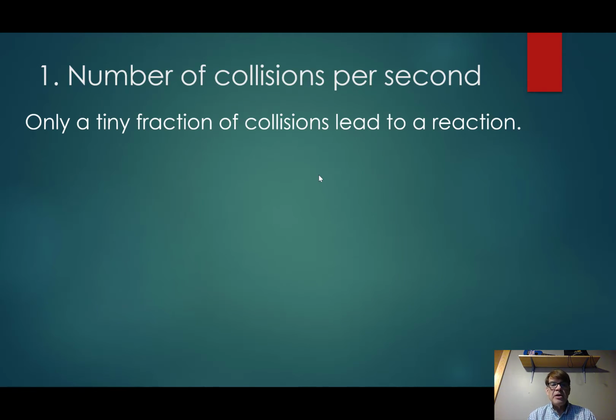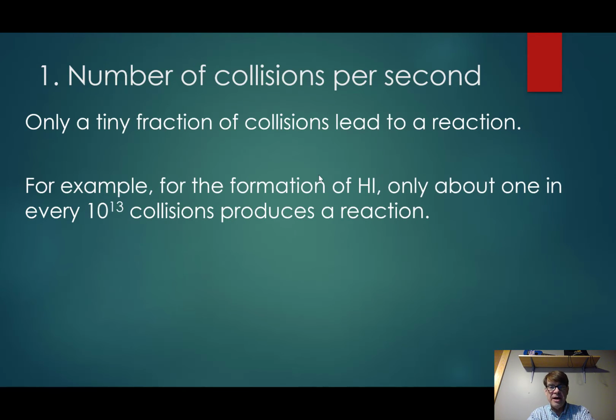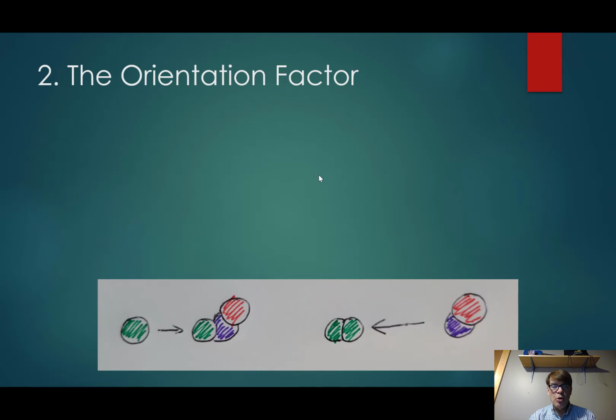but what you may not know is that only a tiny fraction of collisions lead to reaction. And the book uses the example of hydrogen iodide. In the formation of hydrogen iodide, only about 1 in every 10 to the 13 collisions produces a reaction. Think about that. That's a 1 followed by 13 zeros. Only 1 in that many collisions leads to an actual reaction. And so you can see that it's only the minority of collisions that actually results in a reaction. So first of all, the number of collisions per second increases the rate of the reaction. Second, the orientation factor.